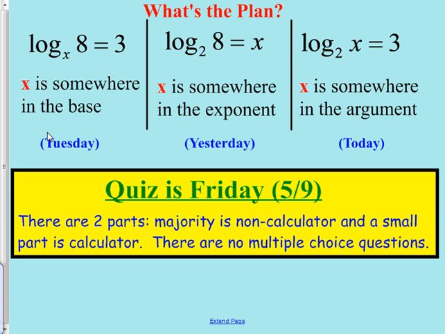Okay, so we're talking review today, and there are three places that we could put the x in the equation. We could put it in the base, which would be right there. We could put it there, which is called the exponent, which doesn't really look like an exponent until you rewrite it: 2 to the x equals 8.